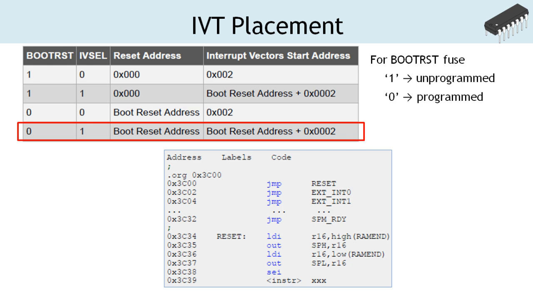With this, I conclude this lesson. In the next lesson, we shall discuss how to instruct the linker to place the interrupt vector table at the specified address location.